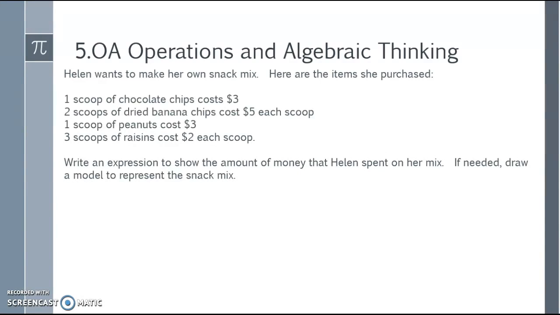Helen wants to make her own snack mix. Here are the items that she purchased. 1 scoop of chocolate chip costs $3. 2 scoops of dry banana chips cost $5 for each scoop. 1 scoop of peanuts for $3. 3 scoops of raisins cost $2 for each scoop. Write an expression to show the amount of money that Helen spent on her mix. If needed, draw a model to represent the snack mix. Pause the video and see if you can put together the correct expression.